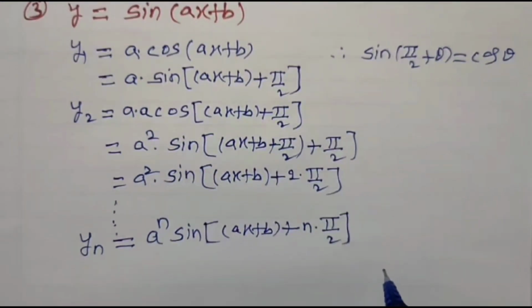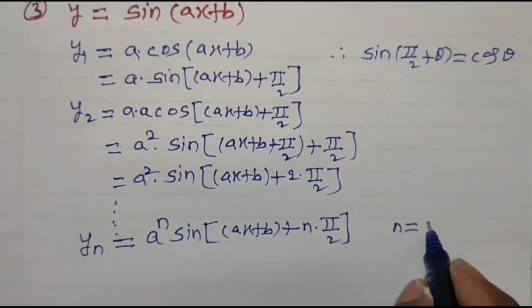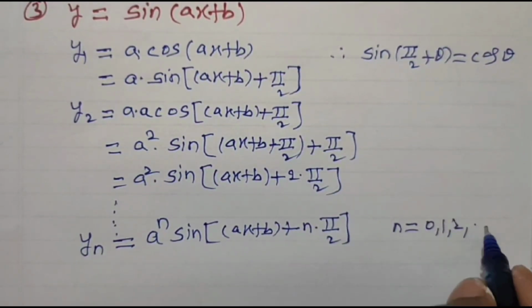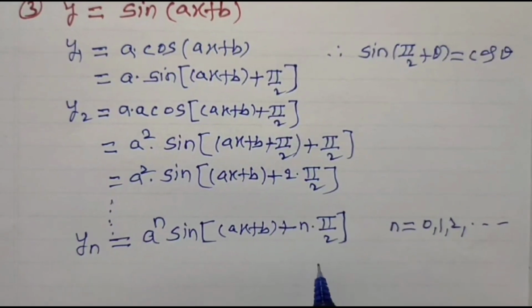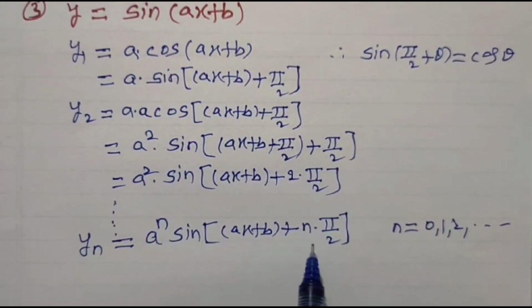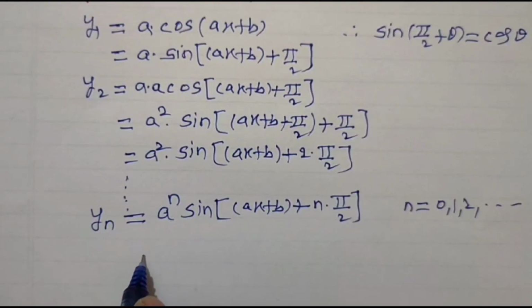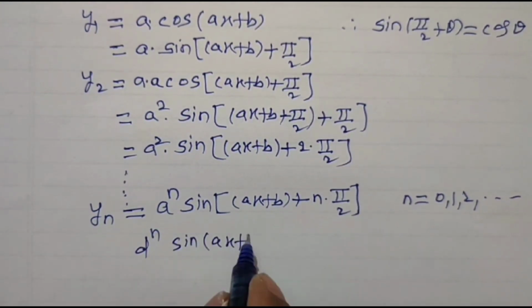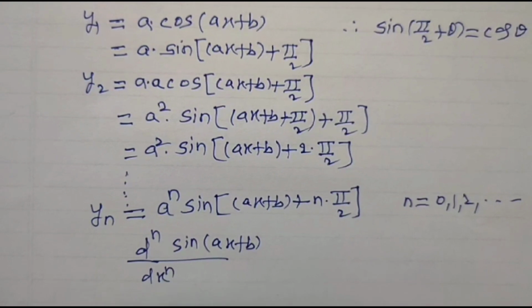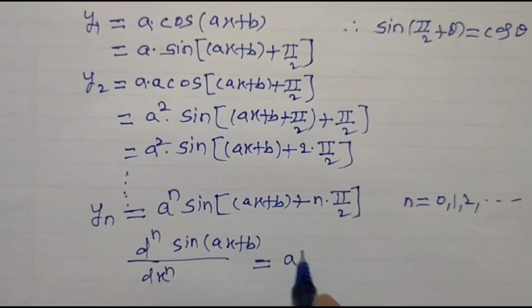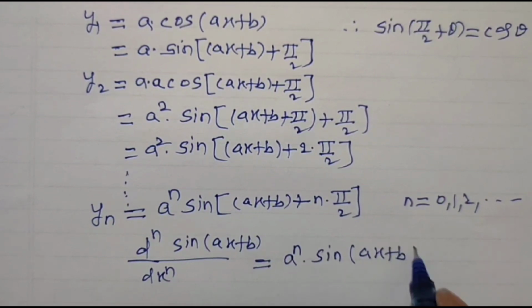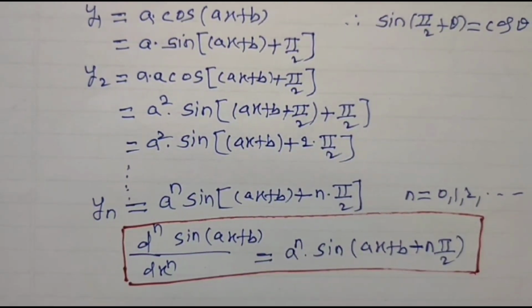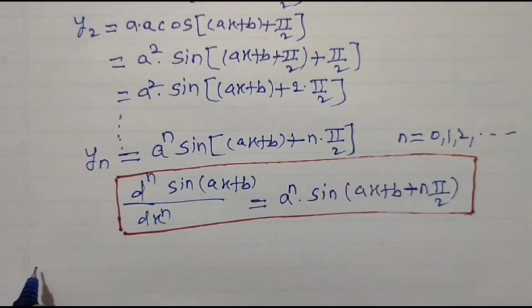Where n takes values n = 0, 1, 2, like this. This is the nth derivative of sine of (ax + b) with respect to x to the power n. This is equal to a to the power n sine of (ax + b + n times pi/2). This is formula number 3. Now let us prove formula number 4.